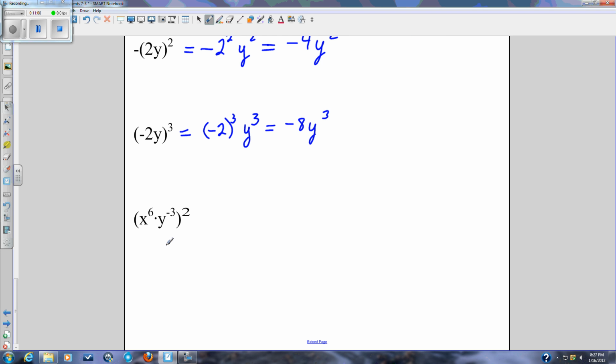Last problem. We have x to the sixth times y to the negative third power all raised to the second power. So we're going to multiply each of the exponents inside the parentheses by the 2 on the outside. So we're going to have x to the 12th, y to the negative 6. You can't leave that negative exponent in your answer, so we're going to draw a fraction bar, keep the x to the 12th where it is because the exponent's positive, move y to the negative 6 to the denominator, so it becomes x to the 12th over y to the positive 6.